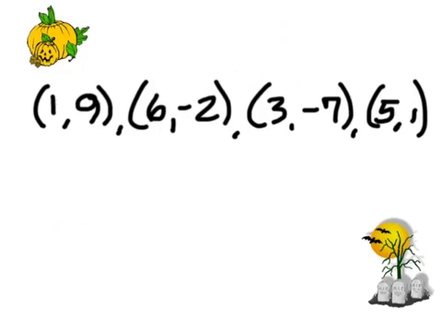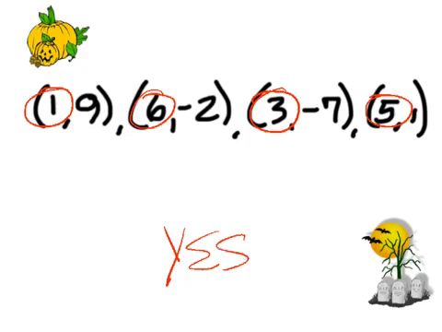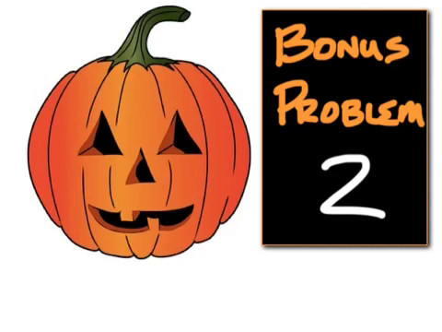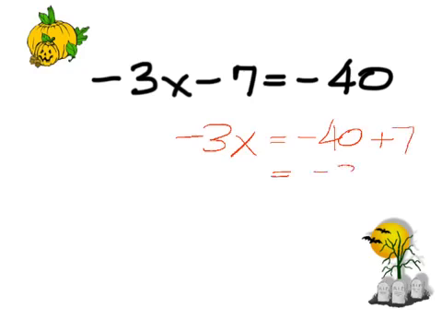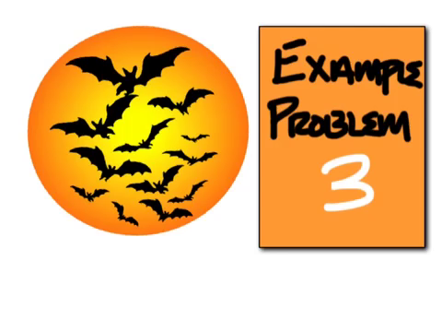Practice number 2. This one has 1, 6, 3, and 5. They're all different, so the answer is yes. Bonus number 2. Should be negative 3x equals negative 40 plus 7, which is a negative 33. Divide that by the negative 3 and get 11.